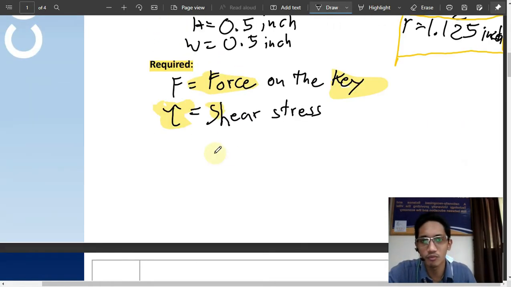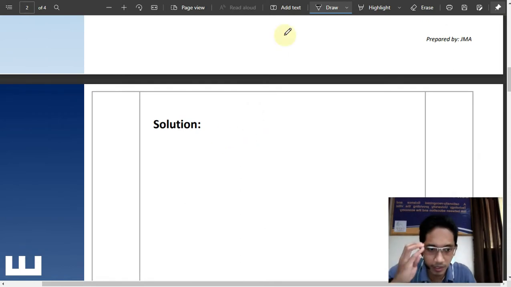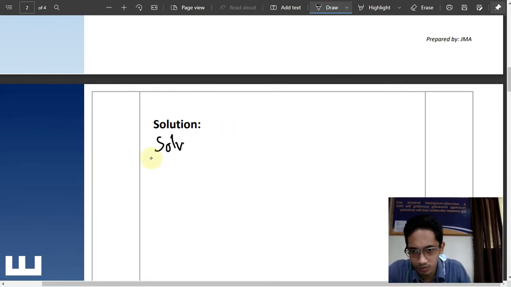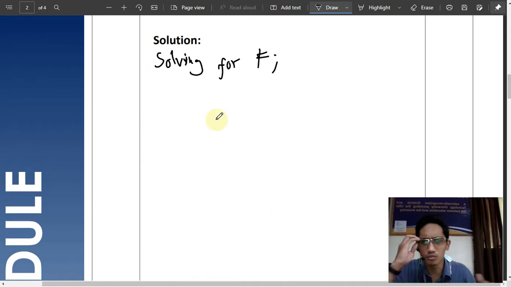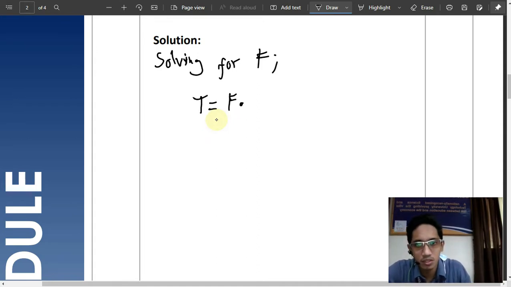First, we require the force on the key. So, to have a header, write "Solving for F on the key." Then we go through the formula for the force that requires torque. As discussed in our module, torque has a formula of force times moment arm. We have the torque and the radius, but it is given as a diameter. What we need to solve for is the force.